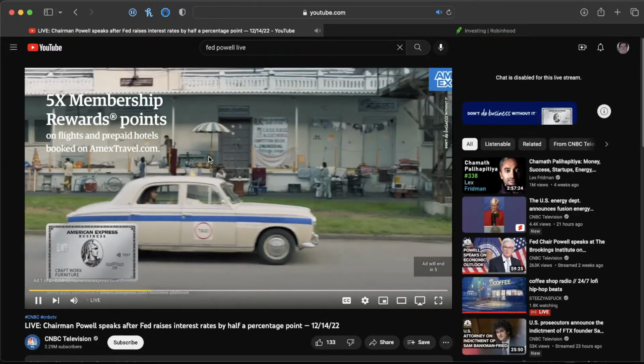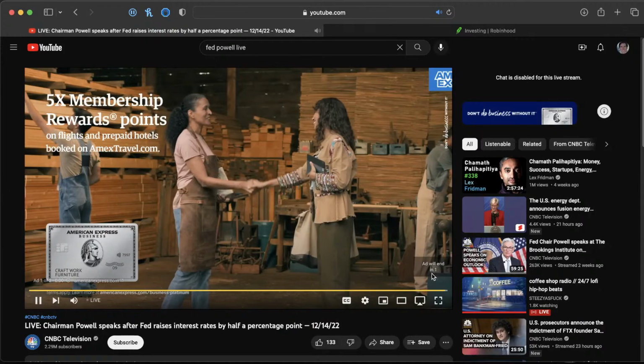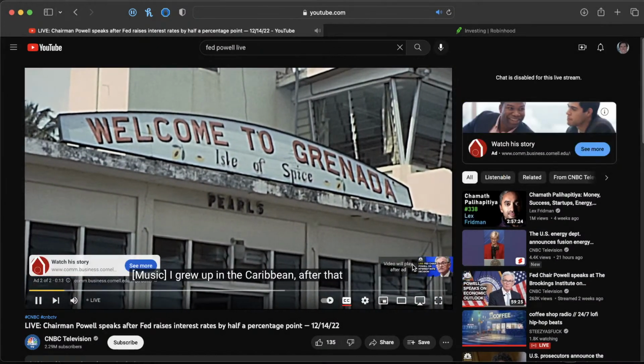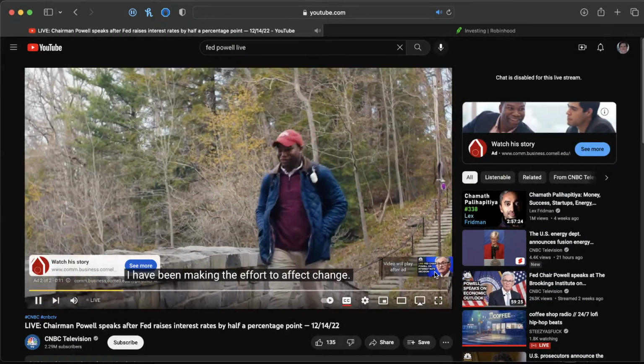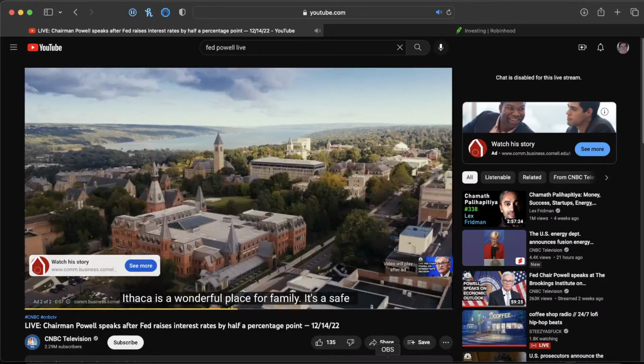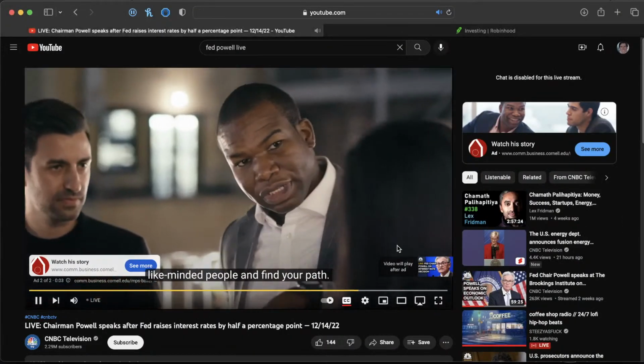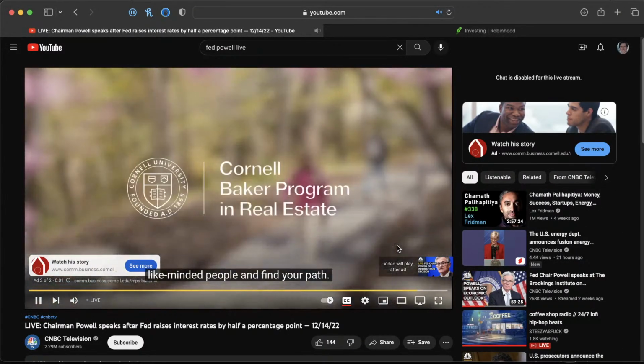Okay. There's 7. Going the extra mile is more rewarding with American Express Business Platinum. I grew up in the Caribbean. After that, I have been making the effort to affect change. Ithaca is a wonderful place for family. It's a safe space that you're able to engage with like-minded people and find your path.